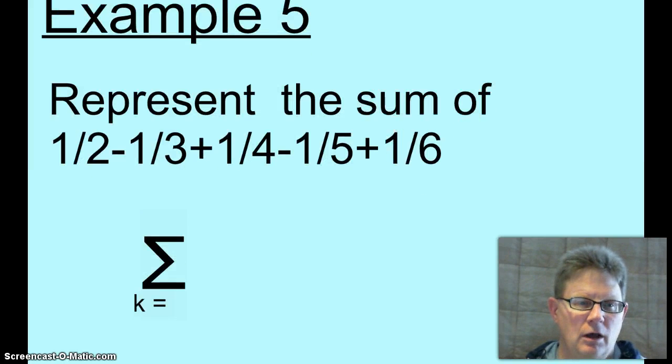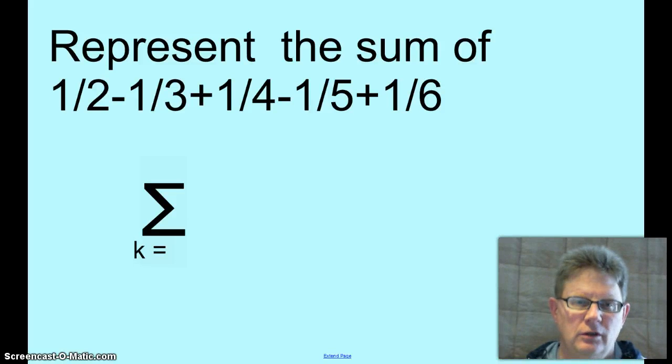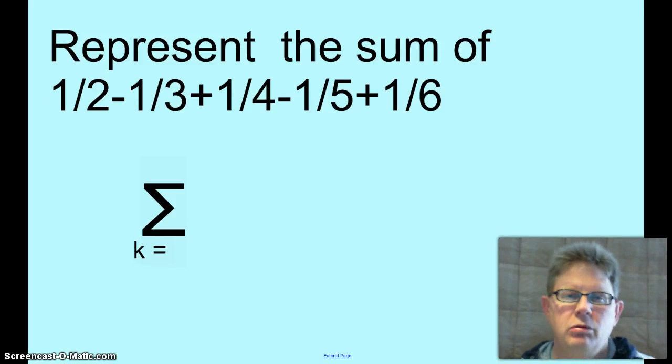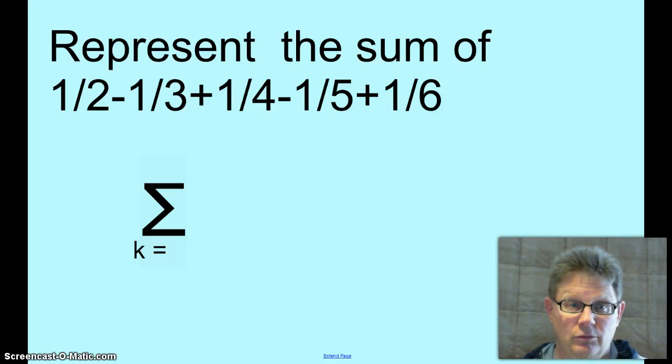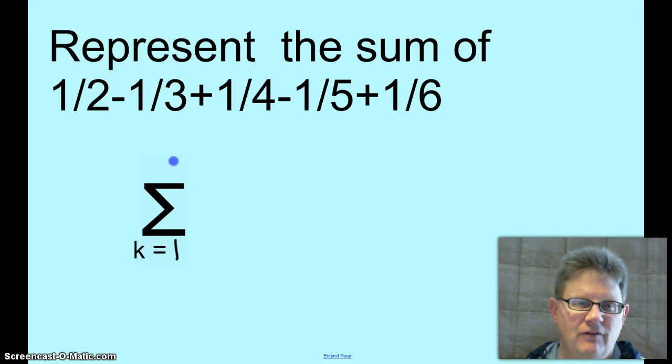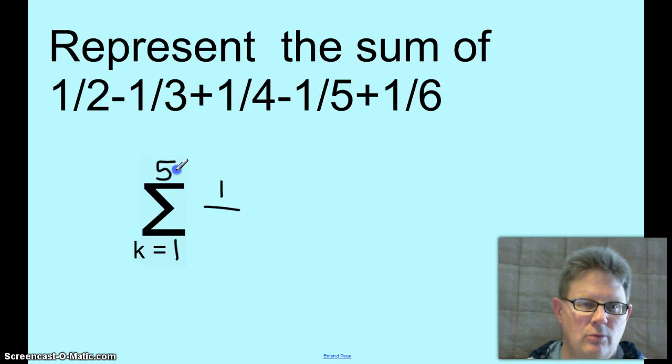Represent the sum of 1/2 minus 1/3 plus 1/4 minus 1/5 plus 1/6. How many terms are there? Ooh, good. There are 5 terms. So k is going to start at 1 and go to 5. Now notice that the numerator doesn't change. So the numerator is going to be a 1. The denominator is 2, 3, 4, 5, and 6. And those are all 1 more than the index. So k plus 1 in the denominator.